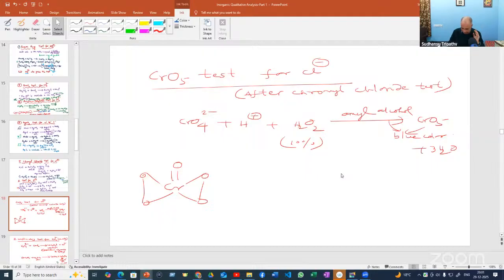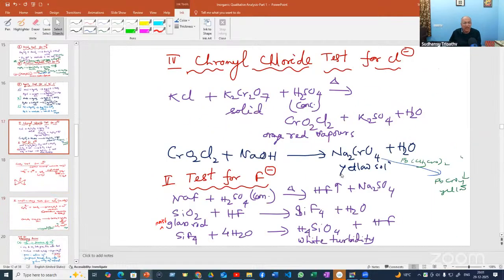Now, coming to fluoride, which is not there in your course. Fluoride with concentrated sulfuric acid will give you HF. Then what you do? Take a glass rod, dip in water and show it to that HF vapor. First, the double displacement will produce silicon tetrafluoride, and silicon tetrafluoride will react with water to produce silicic acid, which is white turbidity. That water droplet sticking onto the glass rod will be opaque, will be white. It's called white turbidity. That will indicate the formation of silicic acid, orthosilicic acid, and that is the test for fluoride.